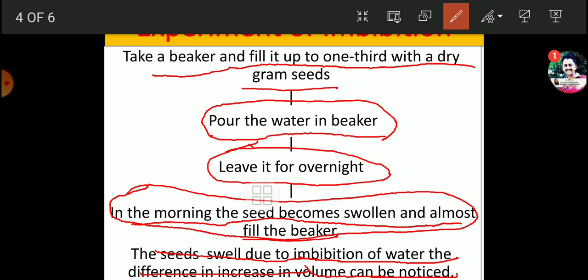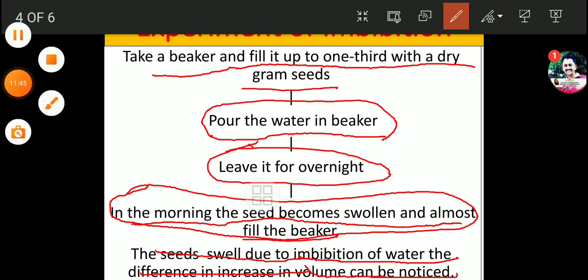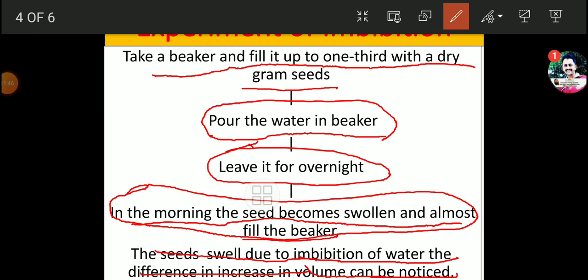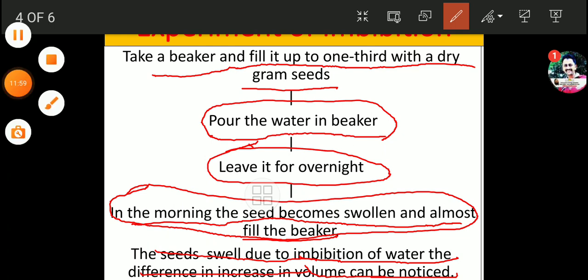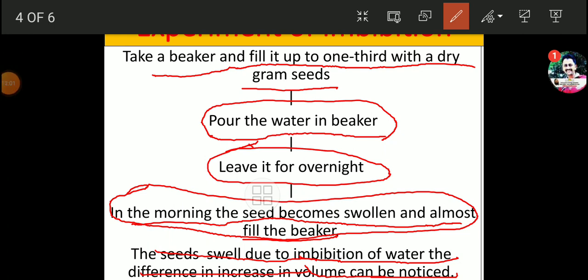So this simple experiment, my friends, you have to do at your places. You try to explain what you are doing, which step you are going to take, and then you will come to know how the seeds are imbibing water and swelling, isn't it? So this experiment you have to do at your places.